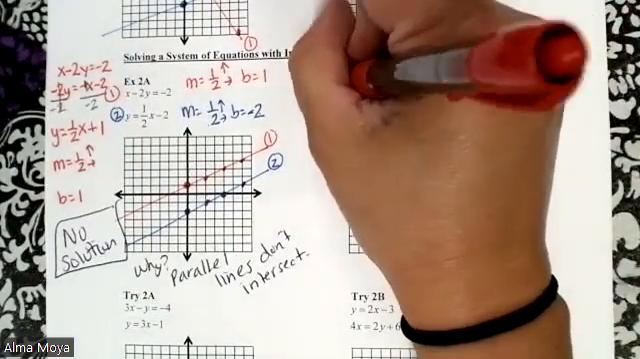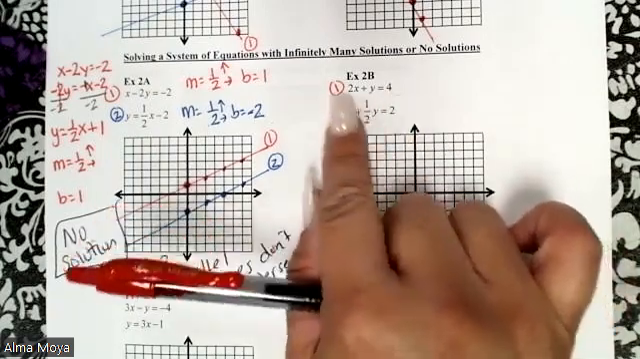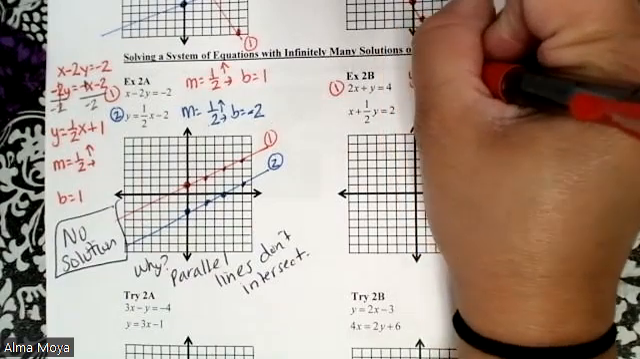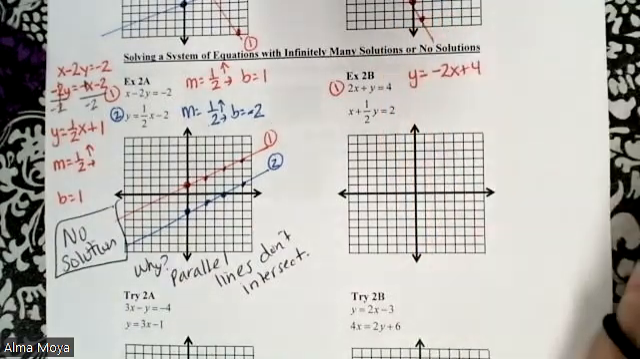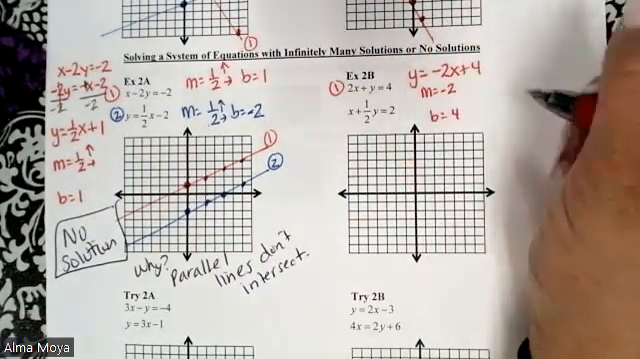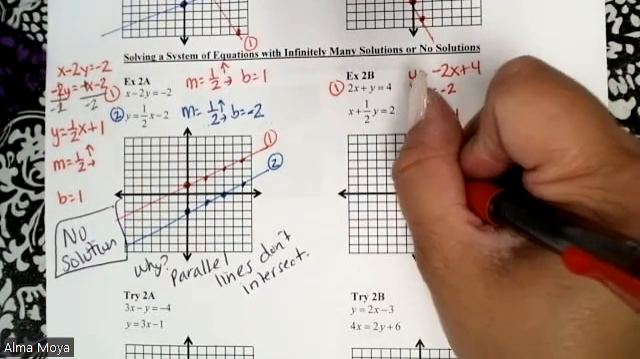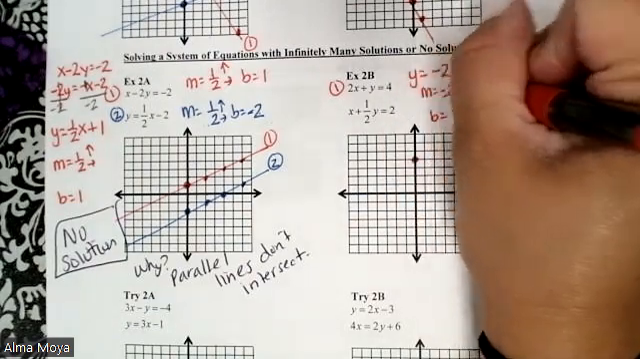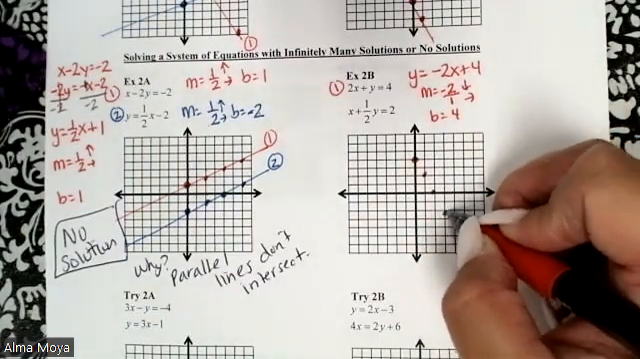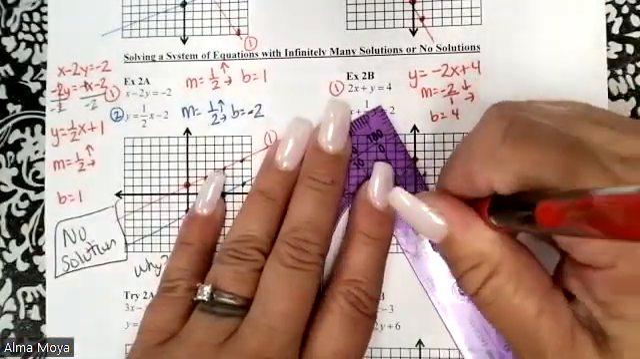Example 2b. Once again, y is not solved for. So I need to just minus 2x from both sides. If I minus 2x from both sides, y is equal to -2x plus 4. So right here, the m is going to be a -2, the b is going to be a +4. I need to graph the y-intercept first, so that's going to be a +4. 1, 2, 3, 4. And the slope is going to go down 2 over 1. Make sure you guys are using a straight edge.